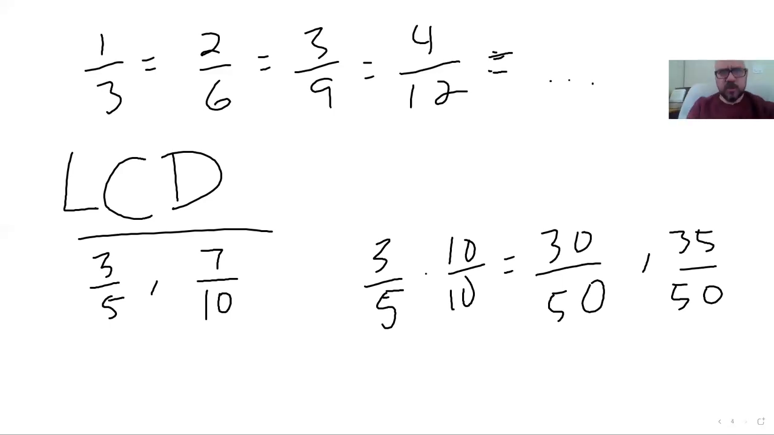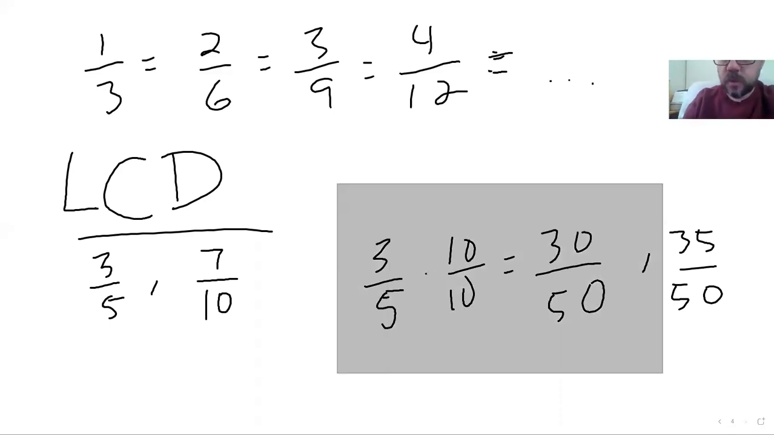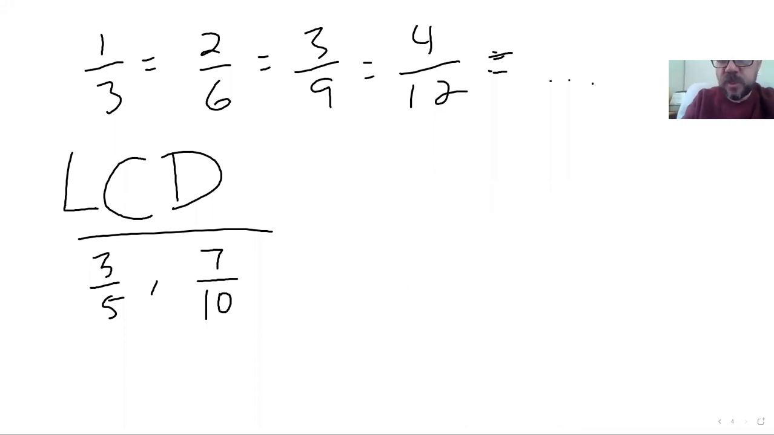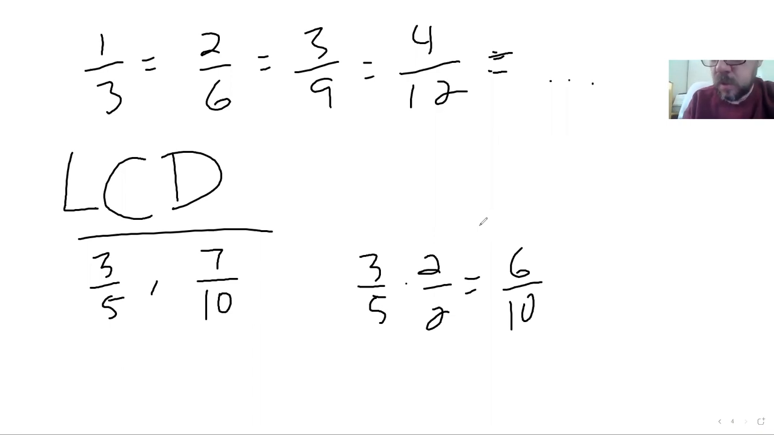It's much easier to instead find the smallest number that 5 and 10 both go into, which is 10, right? 10 goes into 10 one time, and 5 goes into 10 twice. So I would have to multiply 3/5 by 2/2 and 7/10 by nothing. So the easier way to do this, because the numbers are smaller, and then I have 7/10.